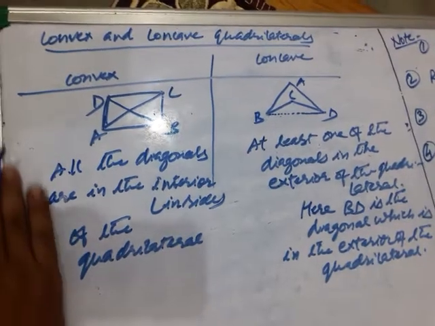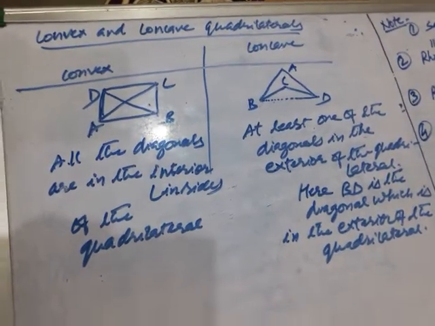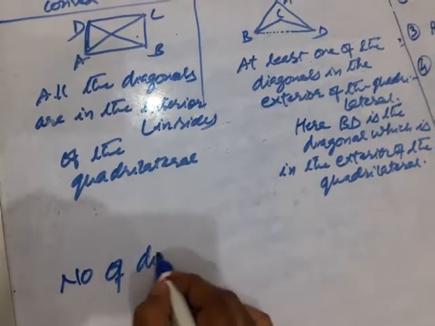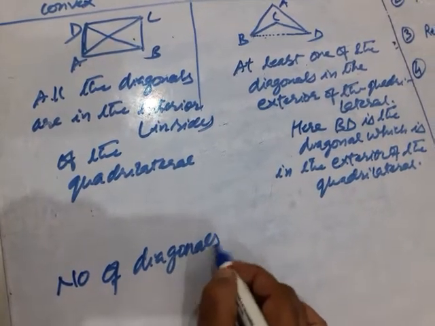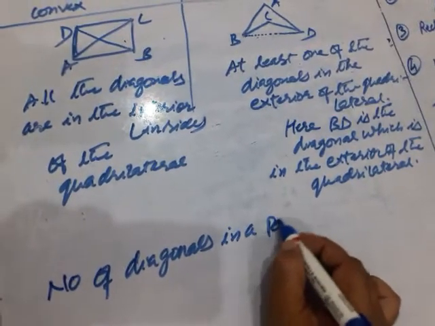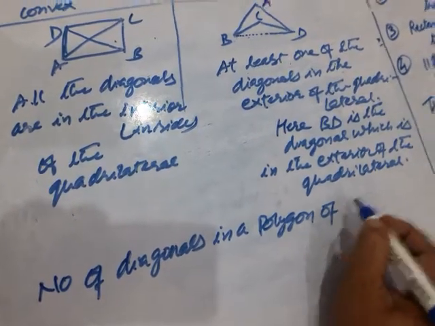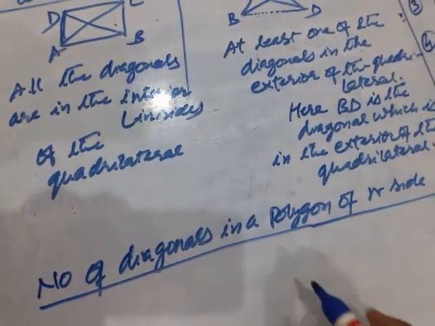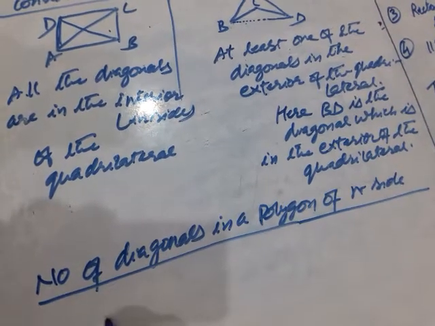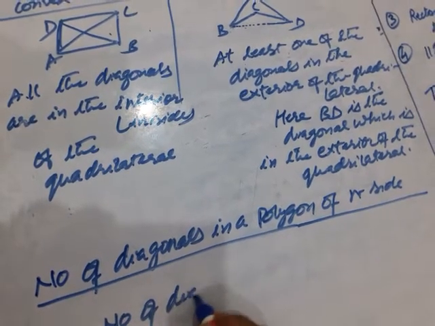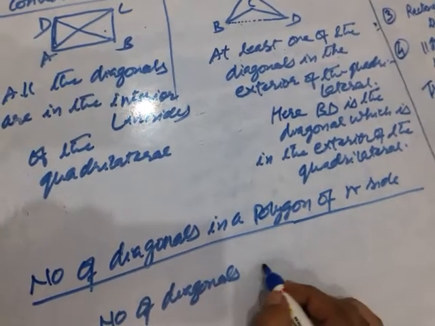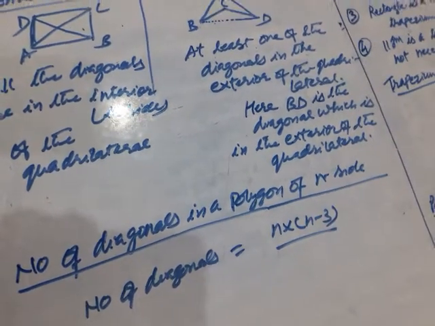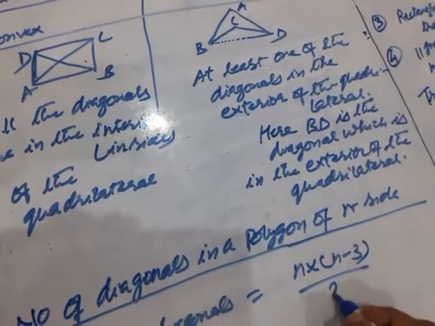See, in class 8th you must have studied in the chapter on understanding quadrilaterals the number of diagonals in a polygon of n sides. Number of diagonals in a polygon of n sides is equal to n into n minus 3 upon 2. That is, children, n(n minus 3) upon 2.